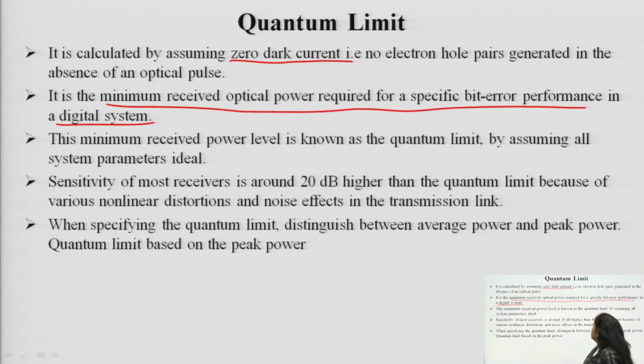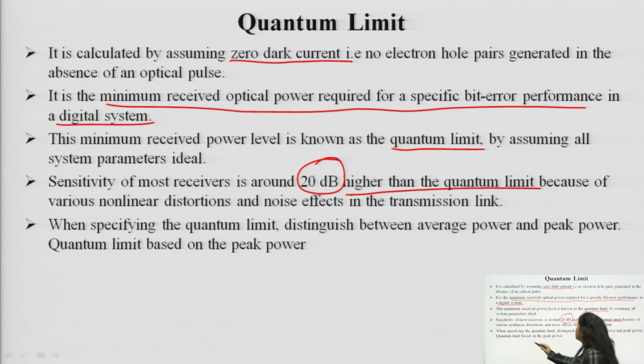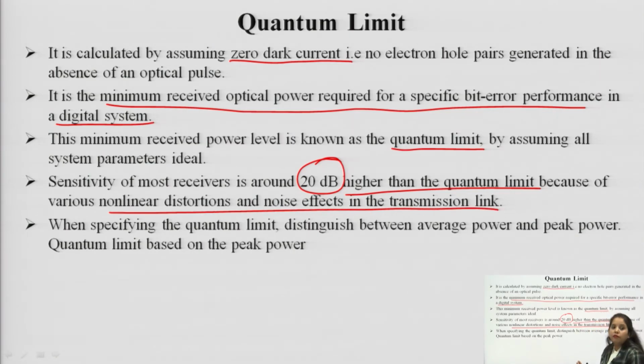This minimum received power is known as the quantum limit, assuming all the parameters to be ideal. That is why we took zero dark current. The sensitivity of most receivers is around 20 dB higher than the quantum limit, because of various non-linear distortion and noise effects on the transmission link. So, the sensitivity of a receiver is 20 dB higher than the quantum limit, but both are related to each other. When specifying the quantum limit, distinguish between the average power and the peak power quantum limit based on the peak power.